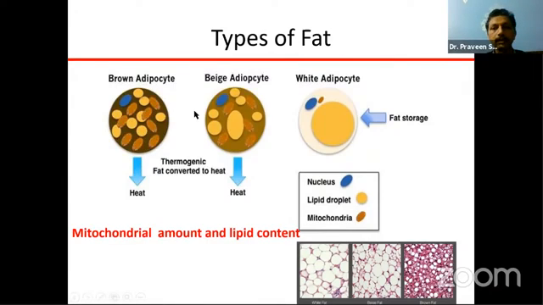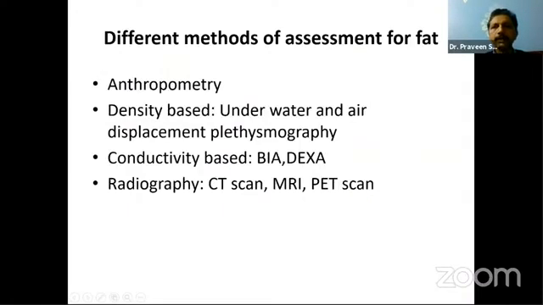But the assessment methods for brown adipose sites are also being researched. So what are the different types of methods which we have? We have methods which are based on anthropometry. We have methods which are based on density, like underwater and air displacement plethysmography, conductivity-based methods like bioelectrical impedance, the DEXA, and imaging like CT scan, MRI, and the PET scan. So I will go one by one.